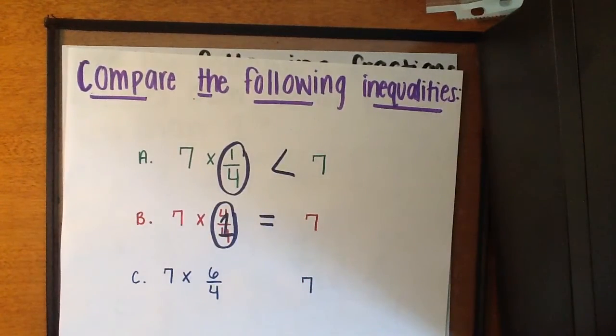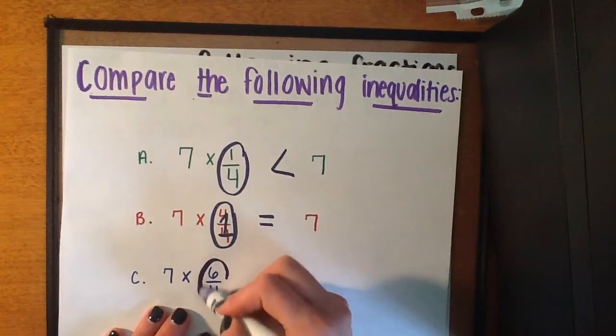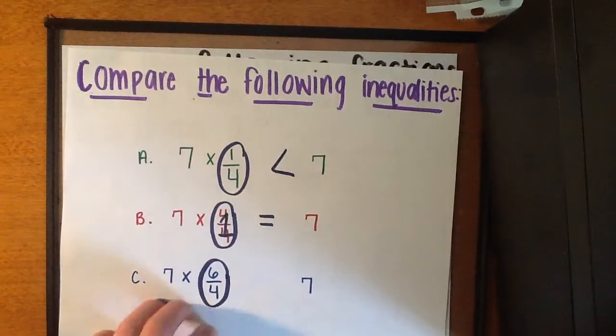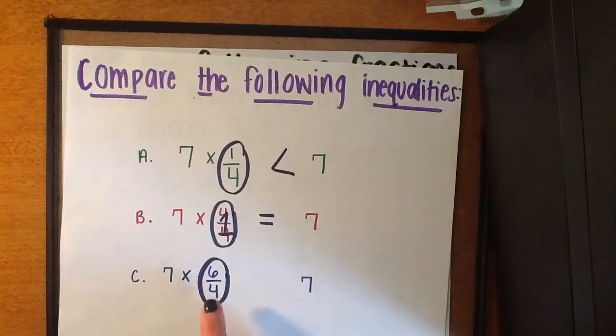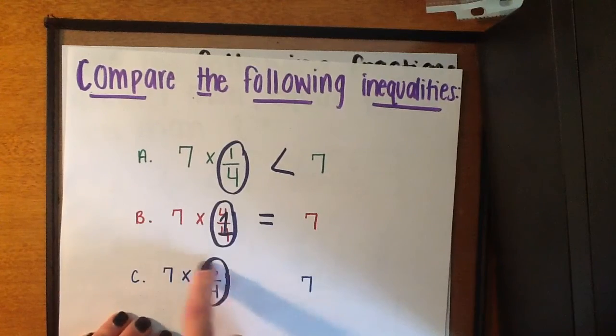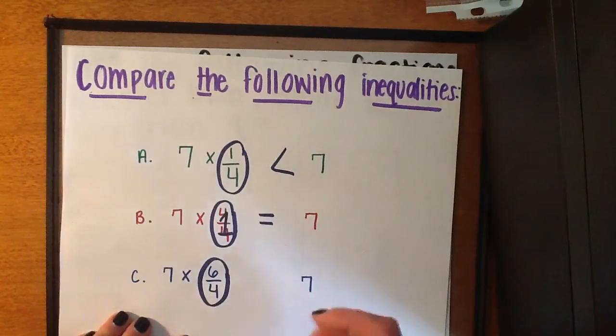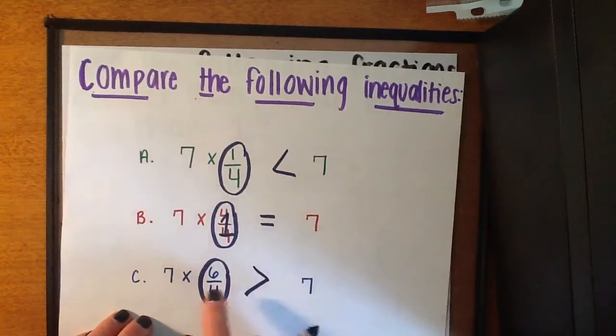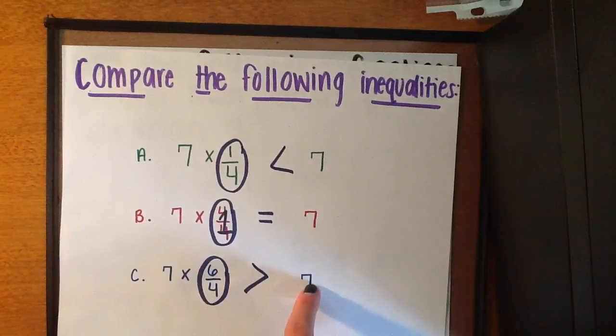The last one, I'm going to look again at 6/4 down here at that fraction. This is a fraction that's greater than 1 whole because the numerator, the 6, is bigger than the denominator, the 4. So I know automatically that this side is going to be greater when I multiply it out than that side, the 7.